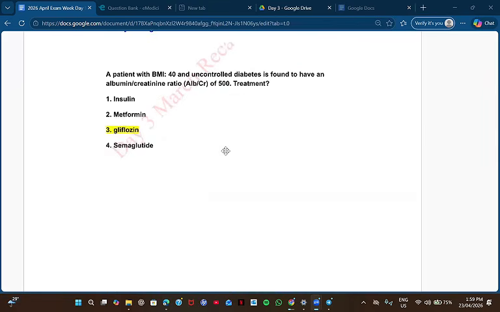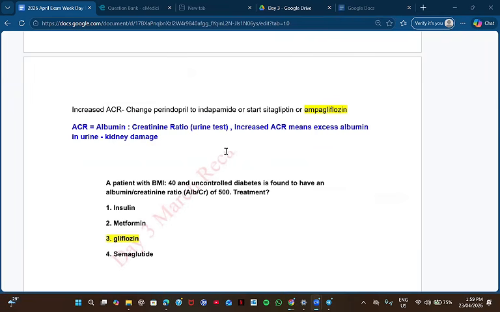We didn't get a proper question here, but when we consider these things, increased ACR means there is proteinuria present. So what are the drugs that we can use?